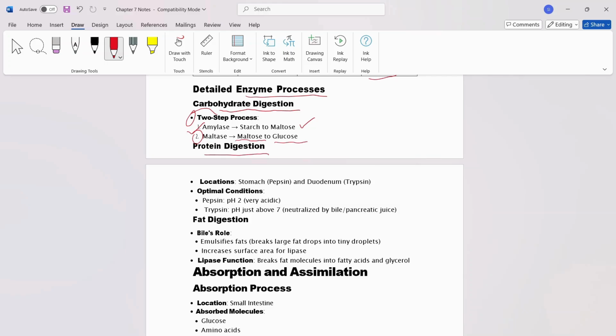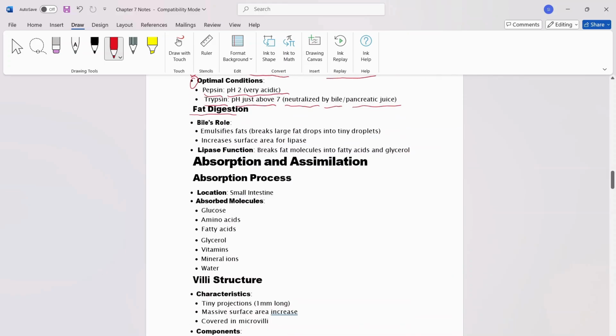Protein digestion. The location is stomach, pepsin, and duodenum, trypsin. The optimal conditions include pepsin pH 2, very acidic, and trypsin pH just above 7, neutralized by bile and pancreatic juice.